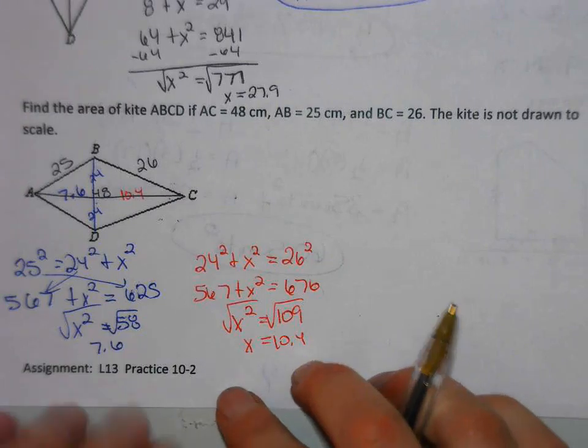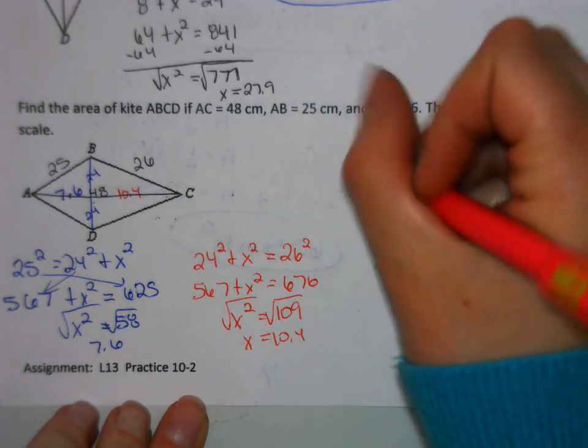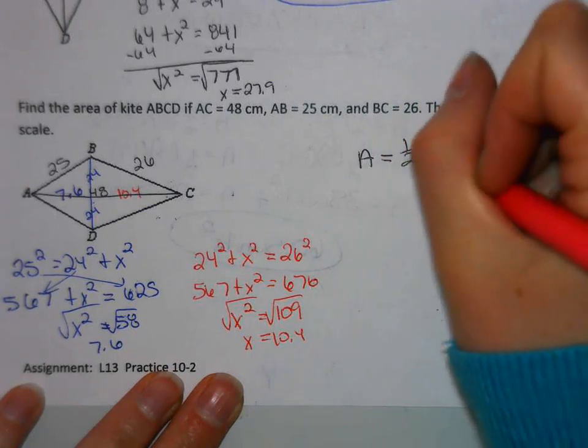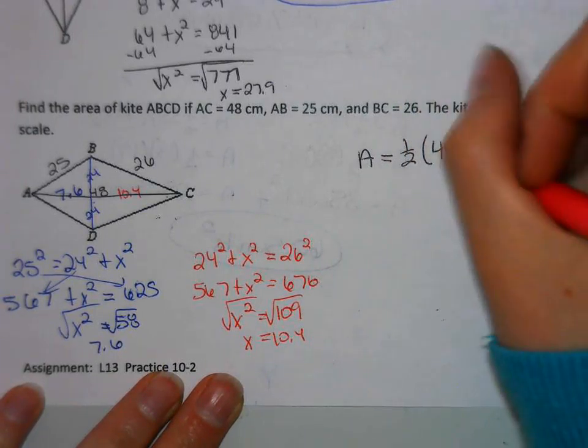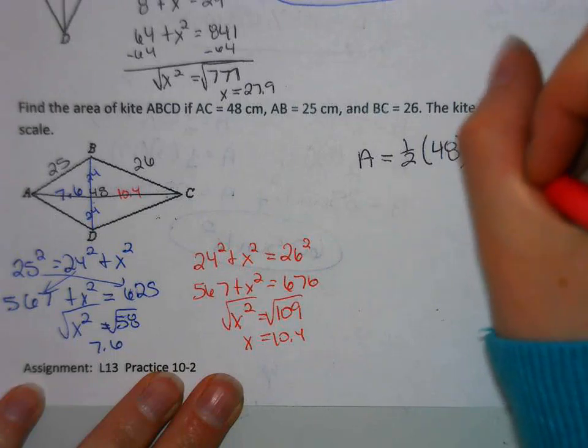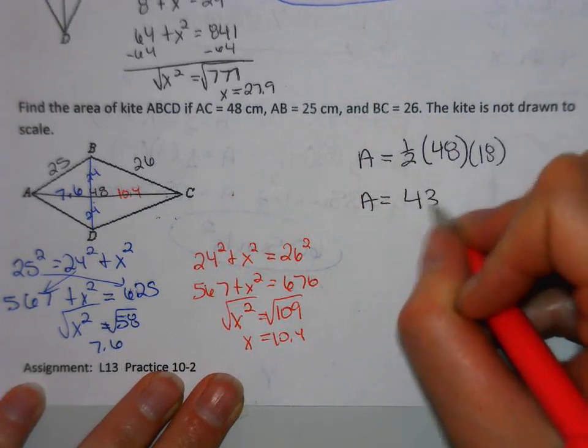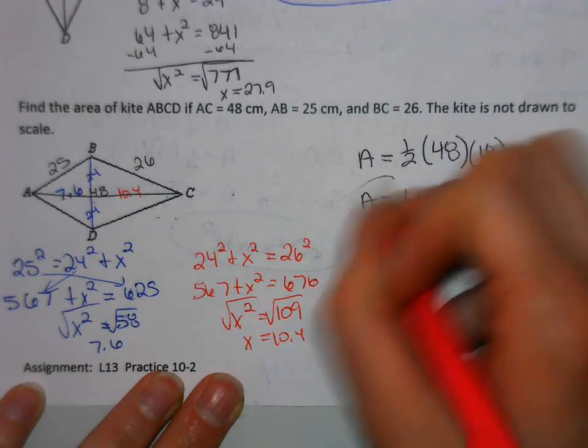So to find the whole diagonal, we have to add 7 and 10. So one diagonal is 48, and our other one is 17. Then when we multiply it out, we get 408 centimeters squared.